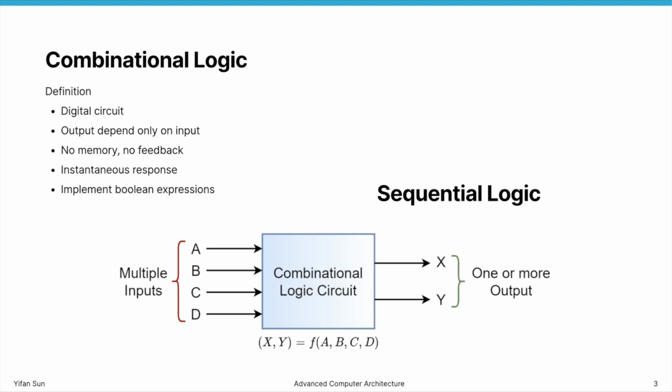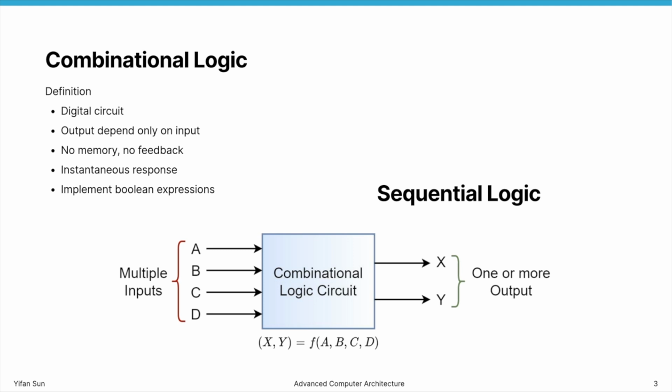Then there's no memory and there's no feedback. That means the result will not be stored somewhere to go back to the combinational logic in the next cycle. We only have a fixed number of inputs and a fixed number of outputs, and it never goes back. The instantaneous response means we consider it takes no time, at least at the architecture level. But it's a very practical concern that your combinational logic must calculate the result within these cycles.